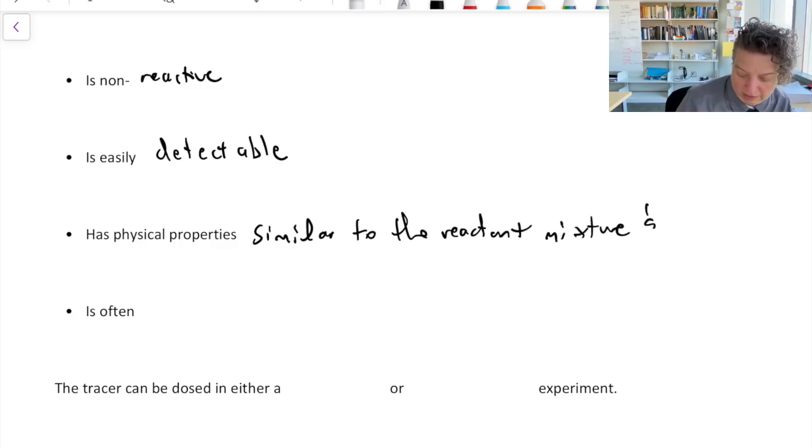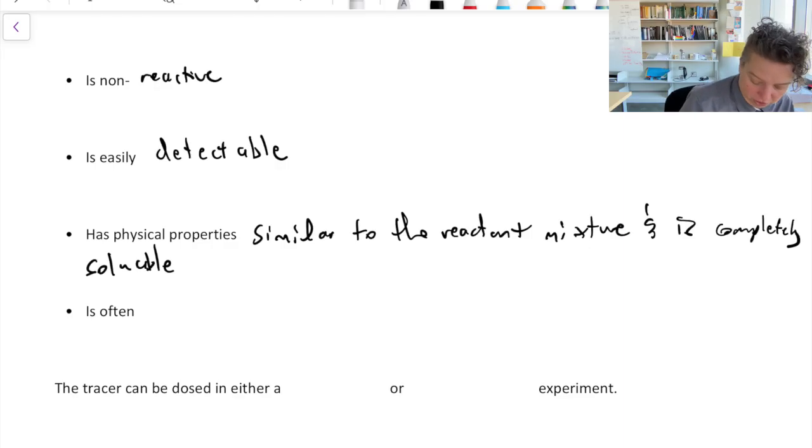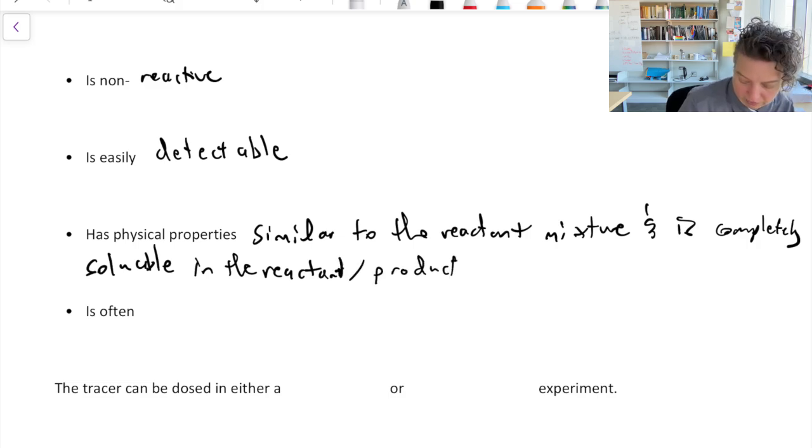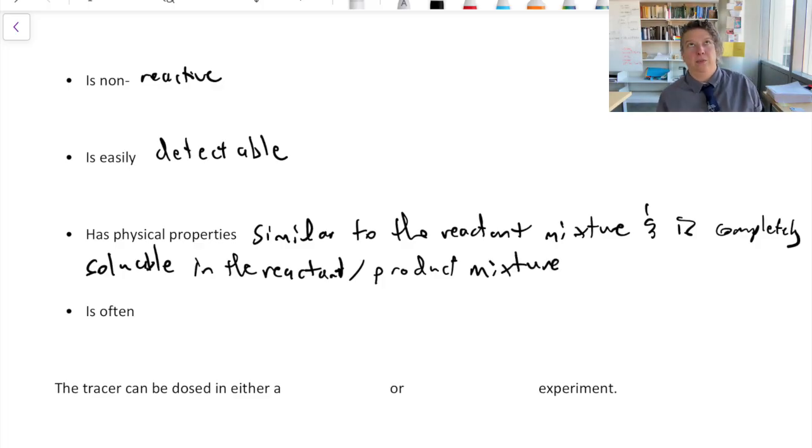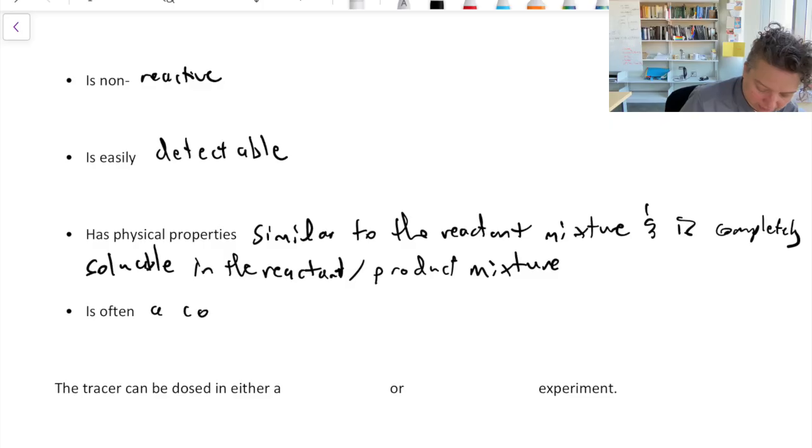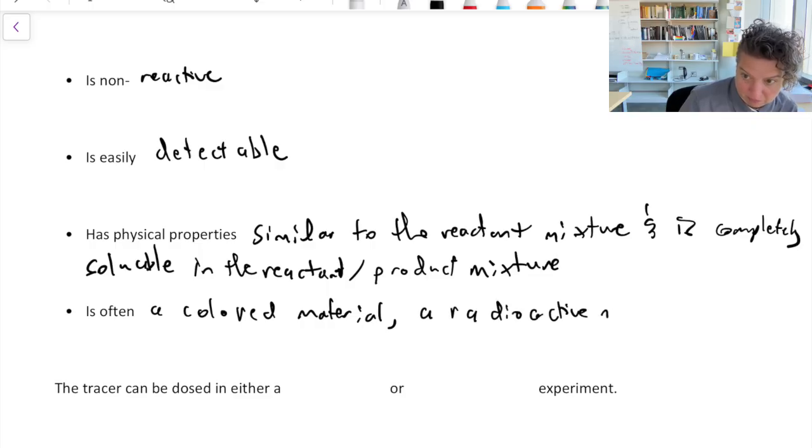It has physical properties that are similar to the reactant mixture, and is completely soluble in the reactant mixture. This is so that it can be representative of the reactant product mixture. It's often a colored material, maybe a radioactive material, an inert gas, something like that.